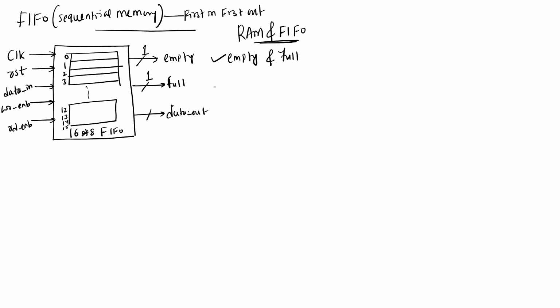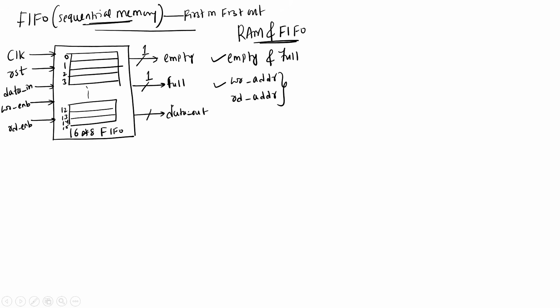Tell me one more difference. Address. Yes, address. In RAM you have write address and read address, but in FIFO you don't have the write address and read address. Why? Because this is a sequential memory. Sequential memory means one by one, serially, we can load the data in the FIFO.